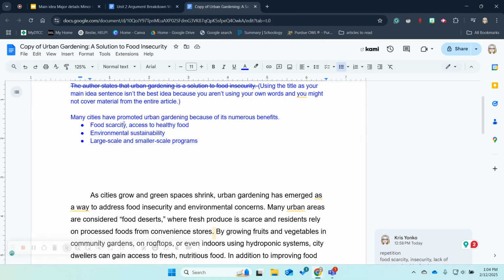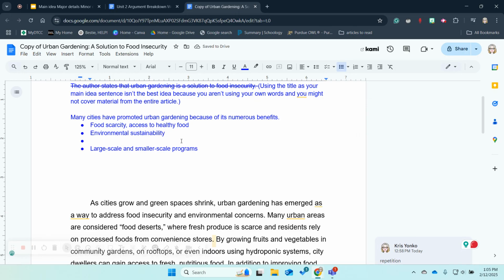Helps access healthy food. Environmental sustainability. We also saw that benefit, and I'm going by memory here because we don't want to look at the article if we can avoid it. Trying to remember some of the big picture ideas that the author brings out is going to help you do this in your own words a little bit better. If you're having trouble remembering some of those major details, that's a sign that maybe you didn't read as actively as you could have, so you might need to go back and reread.